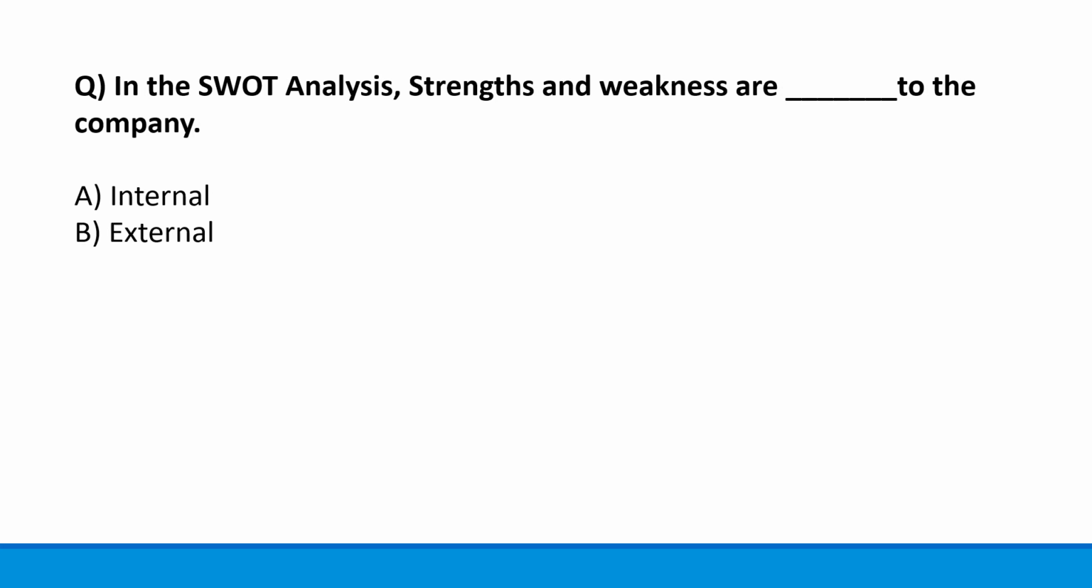Next question. In the SWOT analysis, strengths and weaknesses are internal or external to the company? The correct answer is option A, internal.